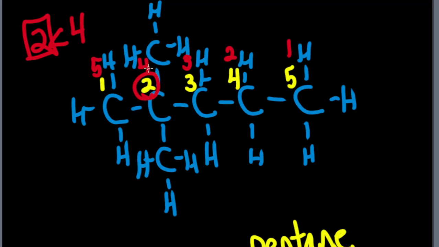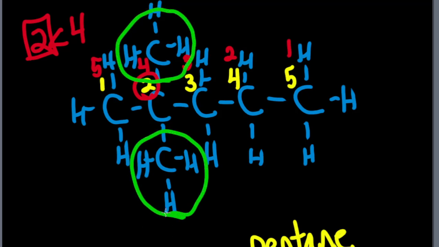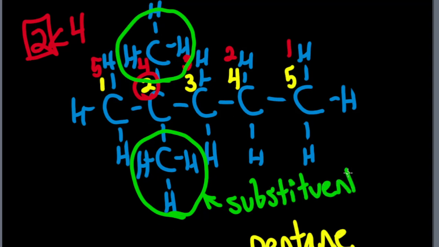Alright, so I've got a methyl group here, and I've got a methyl group here. So I've got 2 of them. So in a case like this, I'm going to use the prefix di to indicate that there are repeating substituents. That's what the name of the methyl groups are, the general name. They're going to be called substituents or groups, okay? So this is called a substituent. In particular, it is a methyl group, okay? And because I have 2 of them, I can call this dimethylpentane.